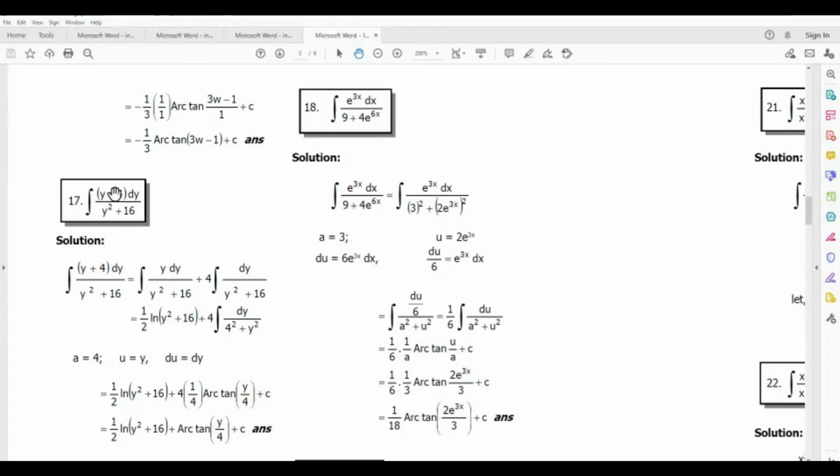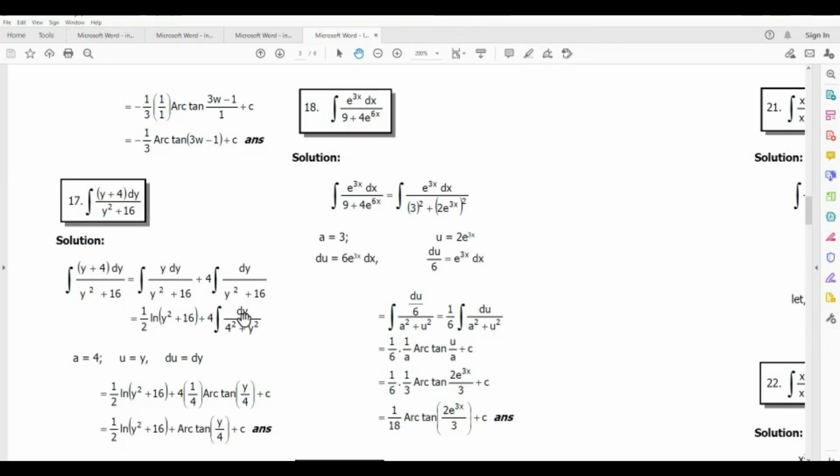So magiging integral of 1/2 du over u, magiging ln. So nagkaroon dito ng 4. So pwedeng ang gawin mo, pwedeng hatiin mo, i-separate mo siya. So, separate mo yung terms. So, magiging integral of y over y squared plus 16, then plus 4 integral of dy over y squared plus 16. So, itong una, yun nga, yung logarithm, magiging 1/2 ln of u. Kaya yun ang nangyari.